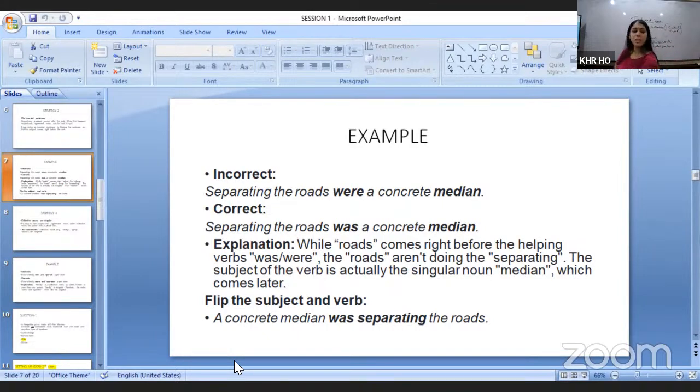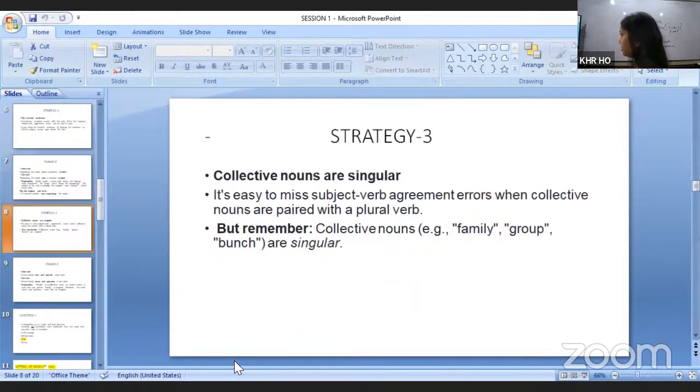Rethink, nobody is giving you something simple. They will not give you apple and all these things. They will do something like this. So you have to rethink your decision. Strategy 3. This is really important. I'm sure you must be aware. Collective nouns are always singular.